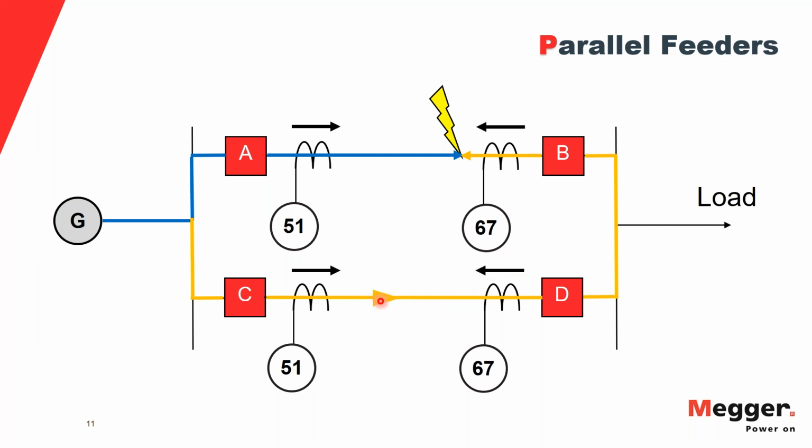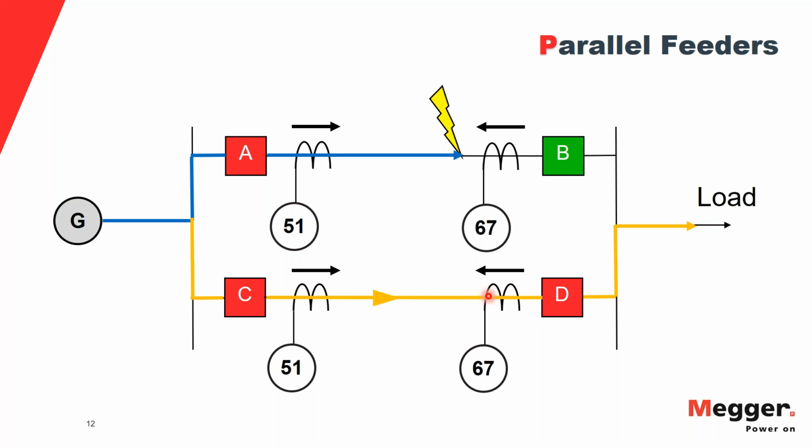Now you see that here I have a reverse current flow. So what 67 does is it blocks the reverse direction from operation. So it will only operate the breaker if it sees a fault current higher than the pickup, and also in the direction it is meant to trip.